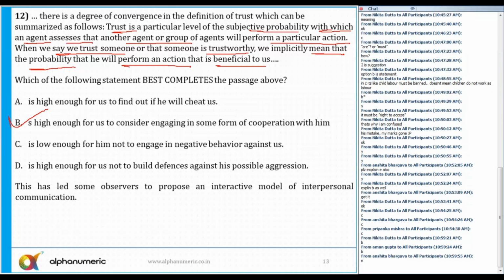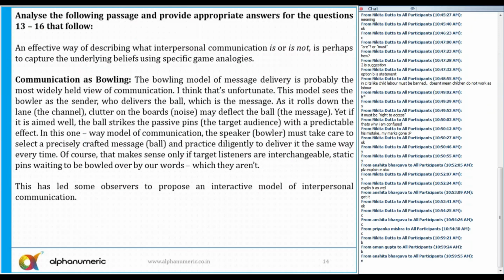Okay. Number 13. Questions 13 to 16 are based on the passage. He is trying to describe interpersonal communication: what it is and what it is not. He is trying to make you understand or describe interpersonal communication through game analogies.